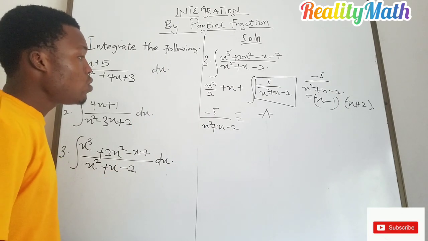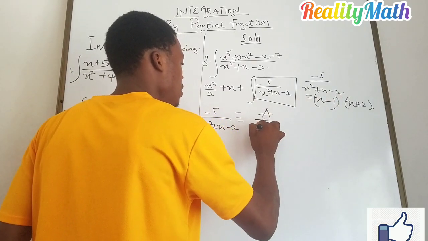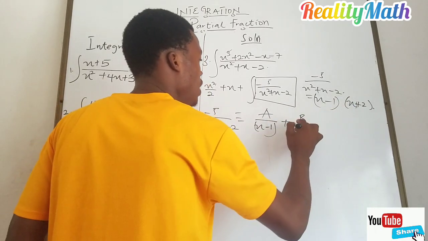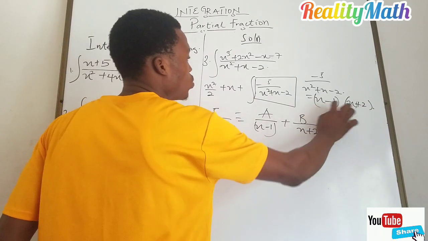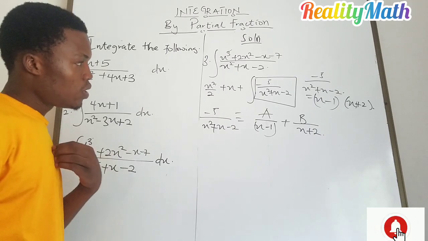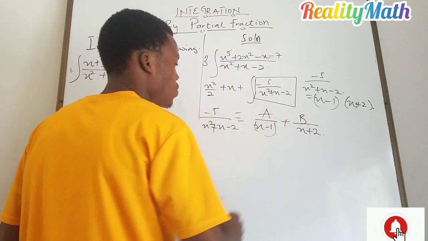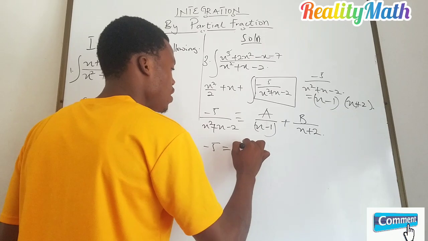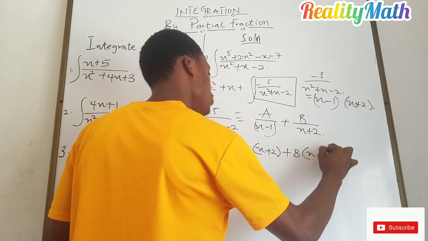Okay, so here we know that we are going to get a over x minus 1 plus b over x plus 2. Now why do we do that? Because we know that we are getting 2 common factors for the denominator. Okay, so now we get our LCM as usual, and then we cross multiply. So we are going to get minus 5 equals a into bracket x plus 2 plus b into bracket x minus 1.